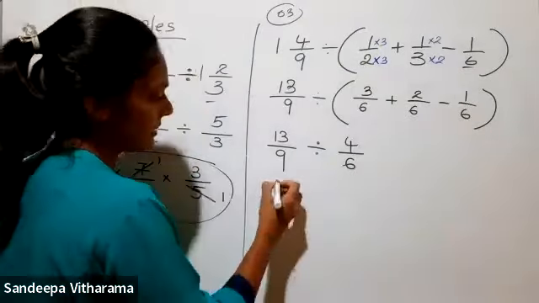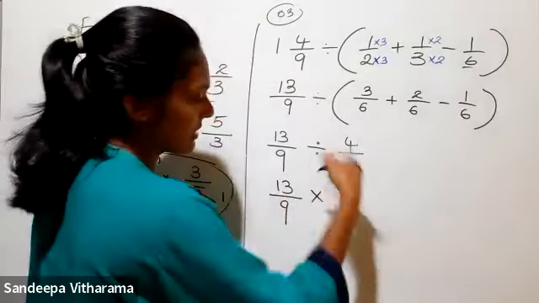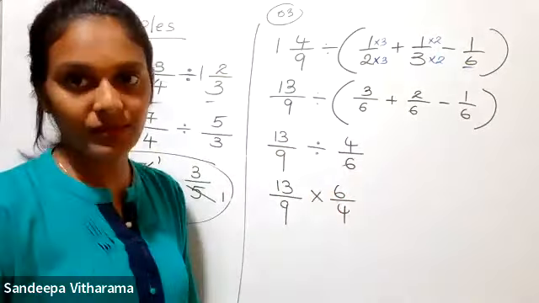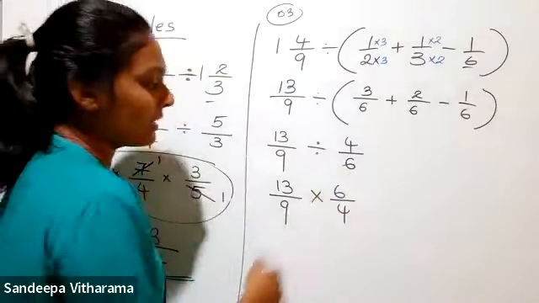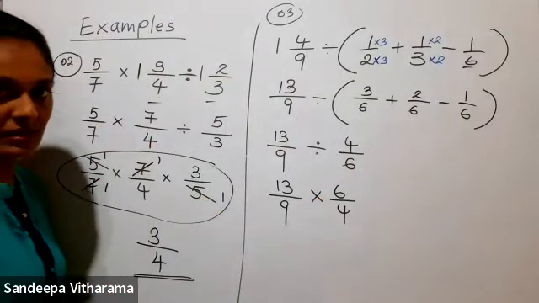So then after it is 13 upon 9, division becomes multiplication and we take the reciprocal of the second fraction. And now look at how we can simplify. We can't see these kinds of factors.